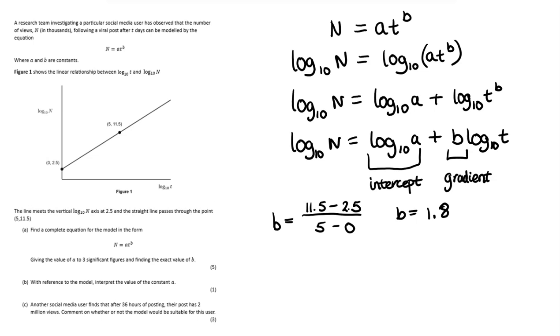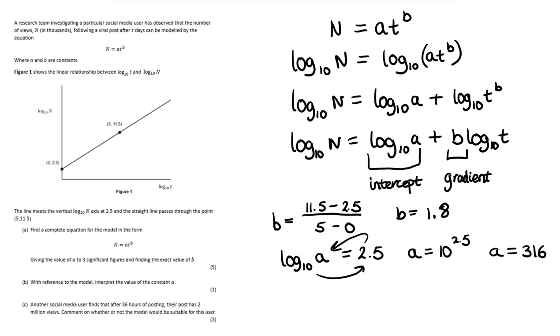And then log a is my intercept. So if I, again, look at the figure there, I know it intercepts there at 0, 2.5. So log to base 10 of a represents the intercept, which is 2.5. And this time, though, I'm going to have to do a little bit more work, because what I've got here is that log a is 2.5. So if I do 10 to the power of 2.5, I'm told to leave this to 3 significant figures, so I get 316 to 3 significant figures.